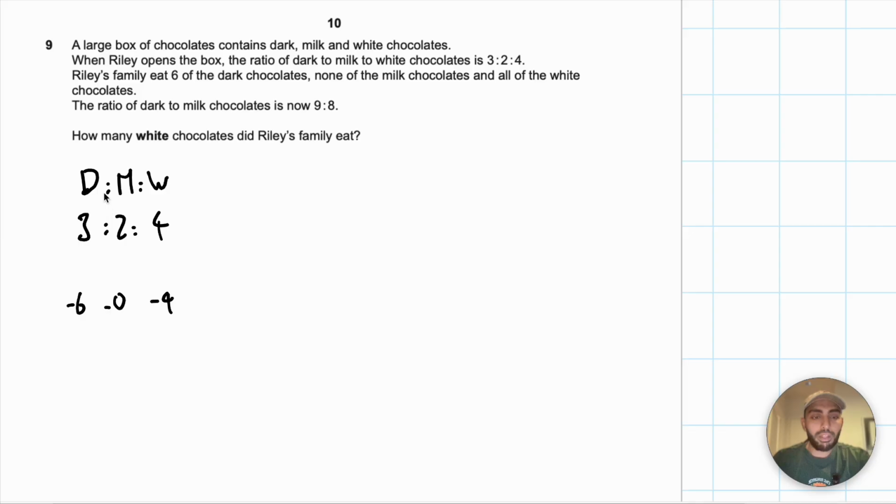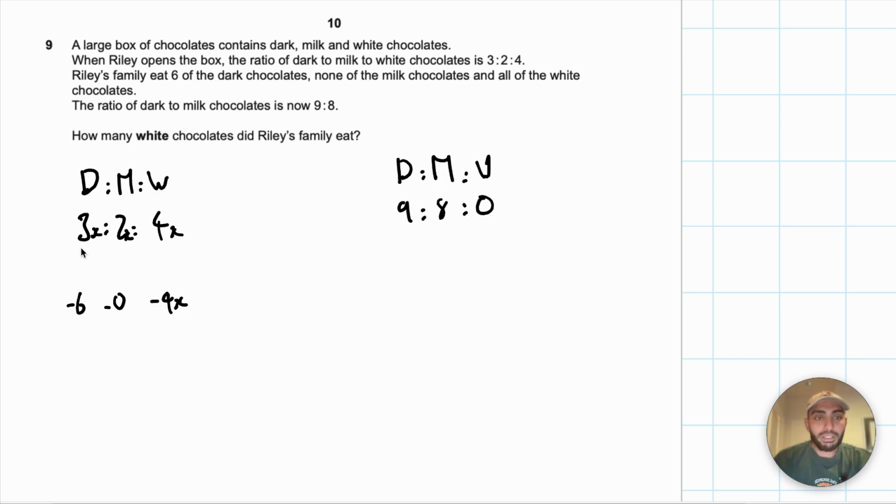If I think about it, the ratio was 3 to 2 to 4, but we don't know how many of each there are. So we're going to write it as 3x to 2x to 4x. We know exactly how many they ate: 6 dark, none of the milk, and all of the white. So they took away 4x from there. And now the new ratio of dark to milk is 9 to 8. But the white ones are now 0, so I've got a ratio of 9 to 8 to 0.